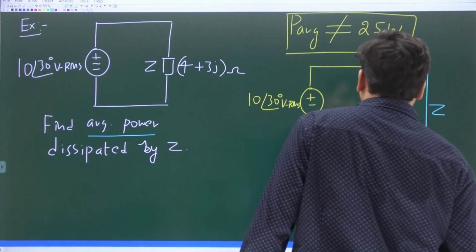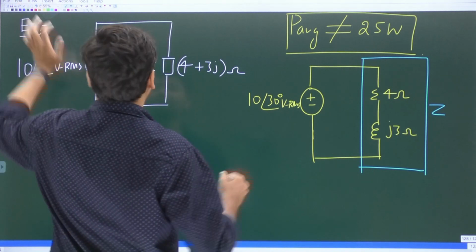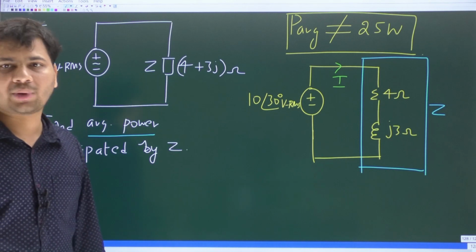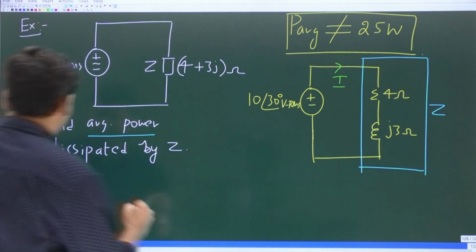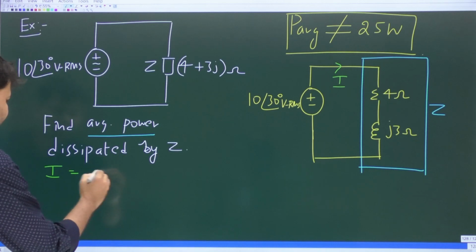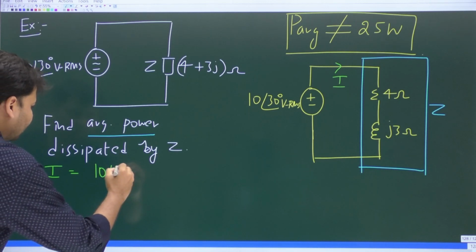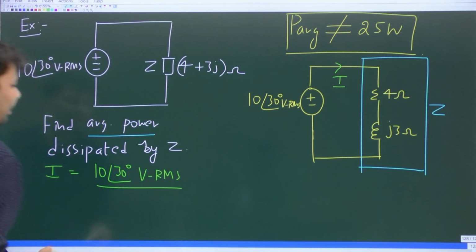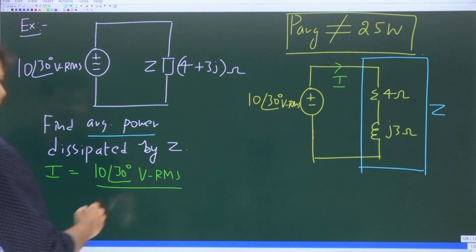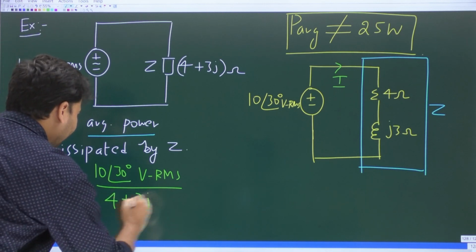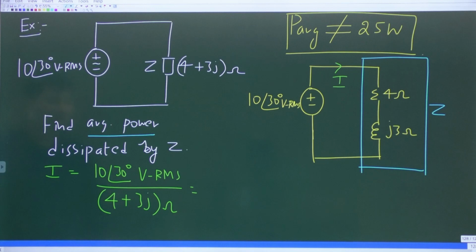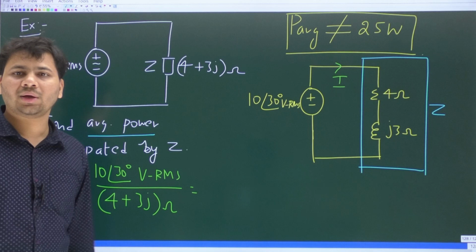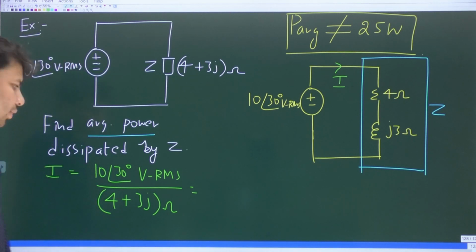So here also let us try to find the current. Let's say the current drawn by the impedance Z be some capital I. What is capital I? Capital I will be equal to the applied voltage, 10 at an angle 30 degrees volts RMS, divided by the impedance. What is the impedance value? 4 plus 3j ohms. What is 4 plus 3j in polar form? It is 5 at an angle tan inverse 3 by 4.